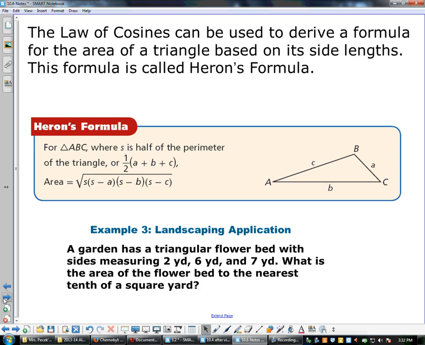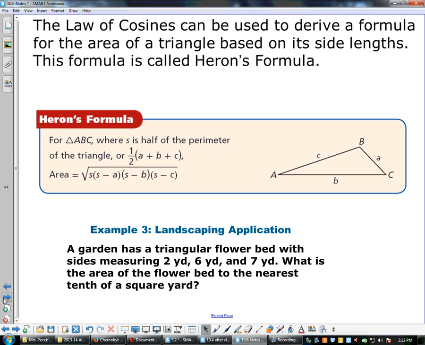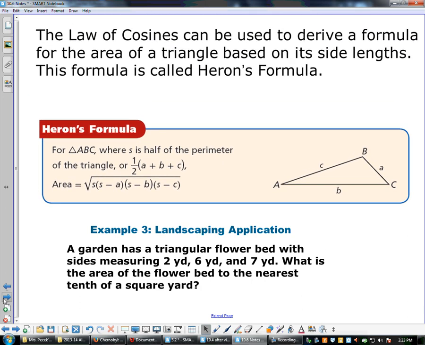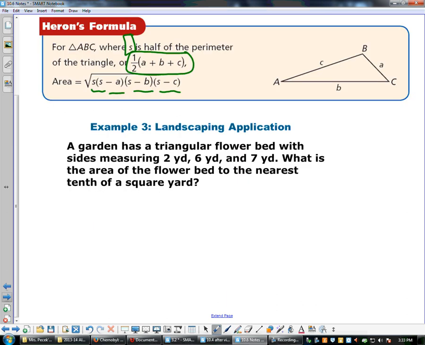Okay, the law of cosines can be used to derive a formula for the area of a triangle based on its side lengths. This formula is called Heron's formula. So for triangle ABC, where S is half of the perimeter, the semi-perimeter of the triangle, which we can find by doing 1/2 of A plus B plus C, we can then find the area of the triangle by taking the square root of S times (S minus A) times (S minus B) times (S minus C). It's a nice, quick formula for finding the area if you know the three sides.